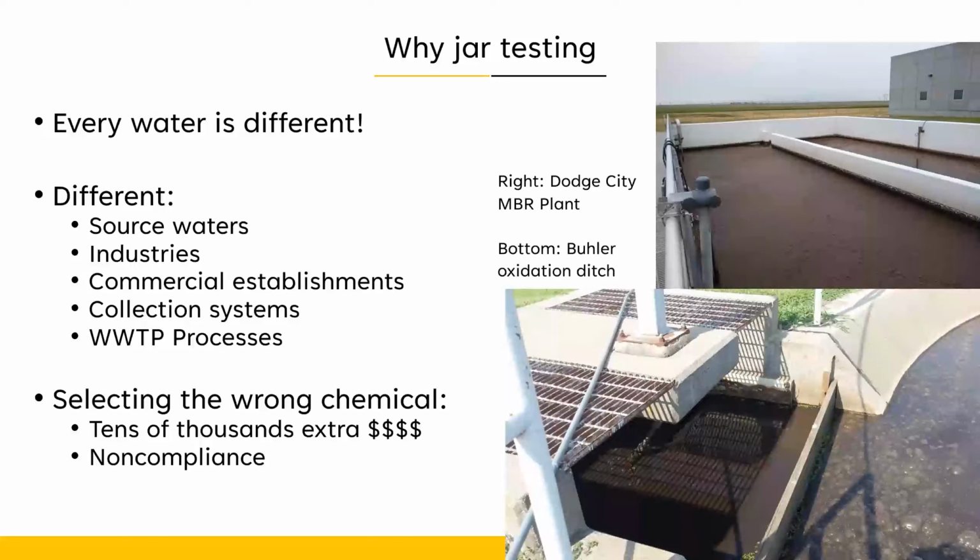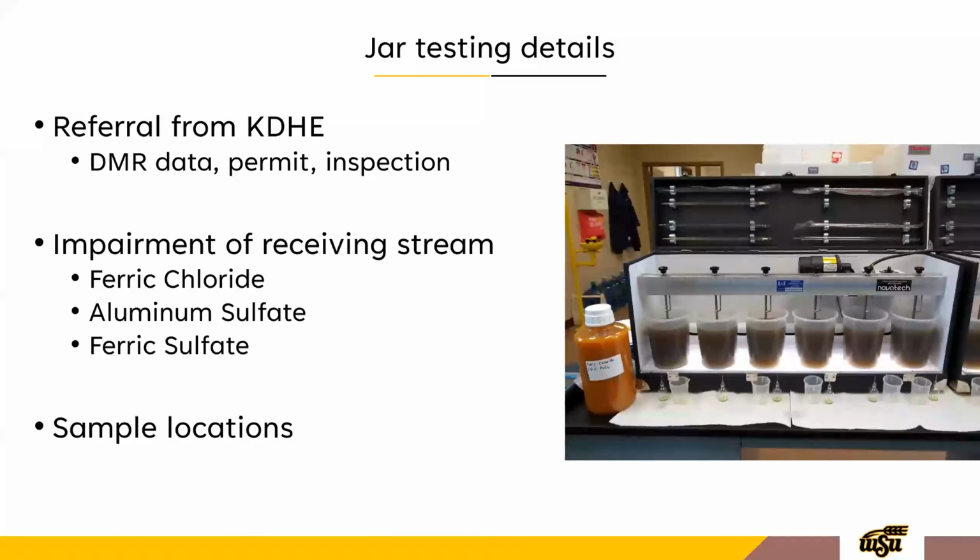Because for whatever reason, chemical A doesn't work as well as chemical B, and therefore you end up using a lot more of chemical A in your scenario, spending a lot of money that you don't need to spend, probably generating more solids as well. So we used to get a referral from KDHE. We'd look at the DMRs, we'd look at the receiving water body, because one issue with chemical addition is that you're not just adding metal, you're adding metal salt.